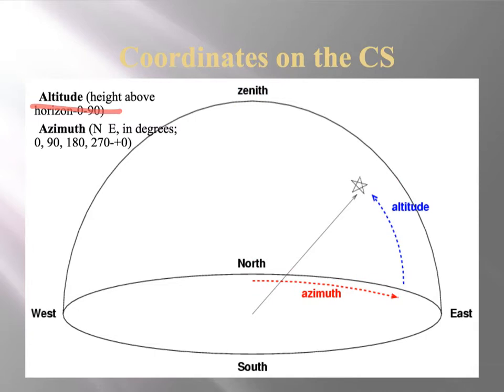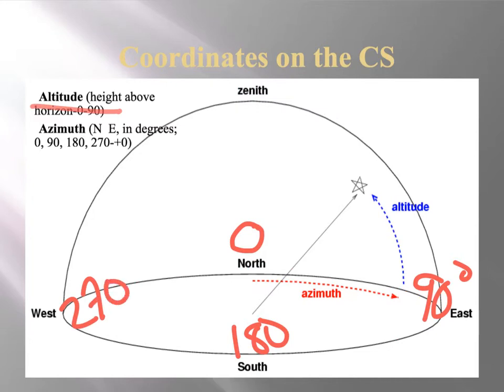Our other coordinate system is our azimuth, and azimuth is measured in degrees from north. And because we can look in any direction, to make it 360, our azimuth can be anywhere up to 360. So north is given a value of 0 since it's measured from north. East would be exactly a right angle from north, so that would be given a value of 90. South would be given a value of 180. West would be given a value of 270. So azimuth measures degrees from north.